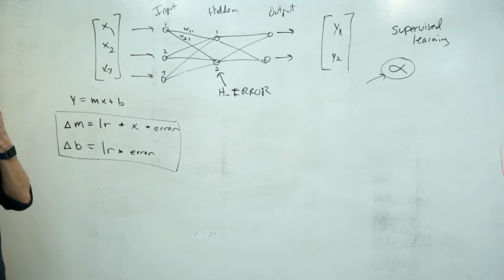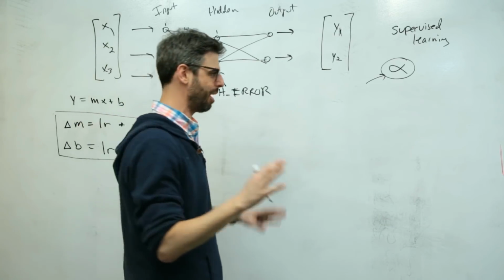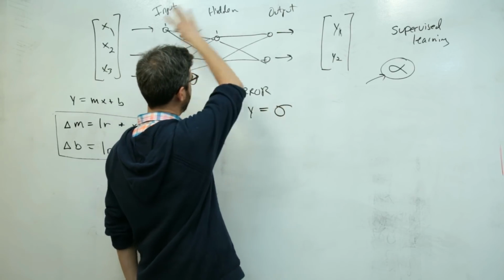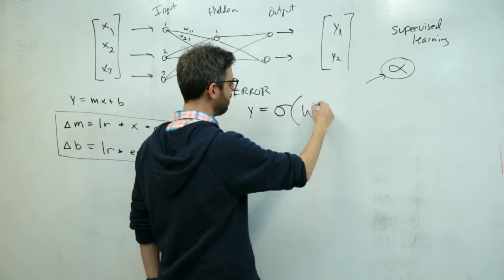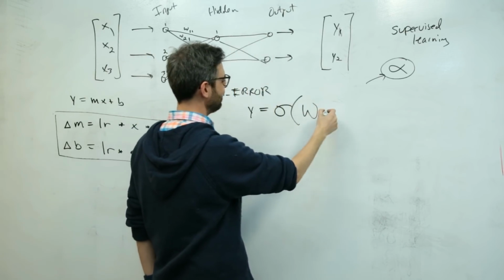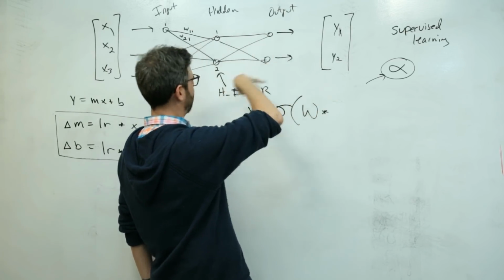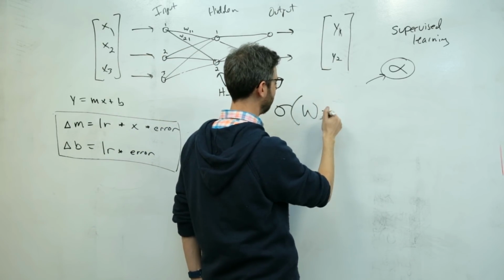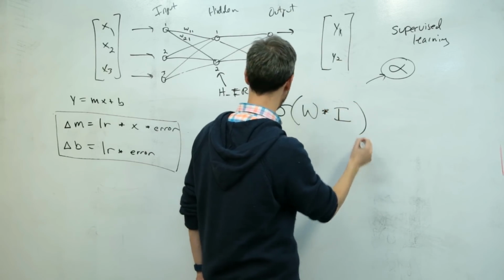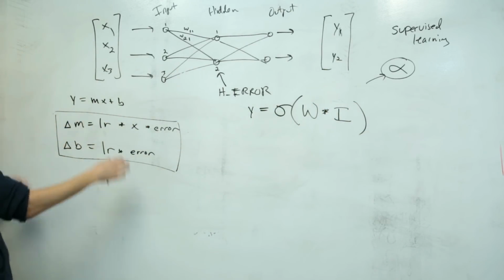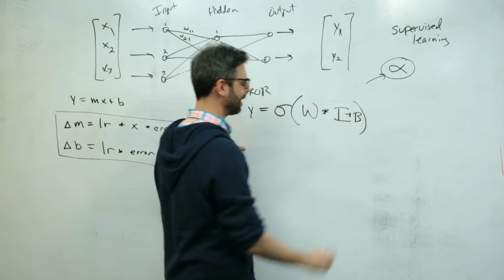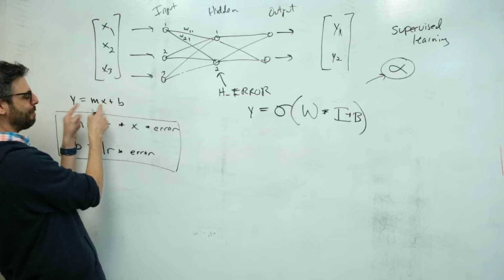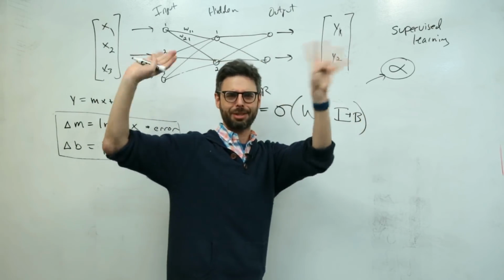So I have the same situation, except slightly different. I have the output equals sigma of that whole weight matrix, matrix product with the inputs, I guess. I have this kind of formula. This is basically the same thing plus the bias, which is a vector. So it's basically the same thing, but instead of a single dimension, these are all matrices, multi-dimensional.